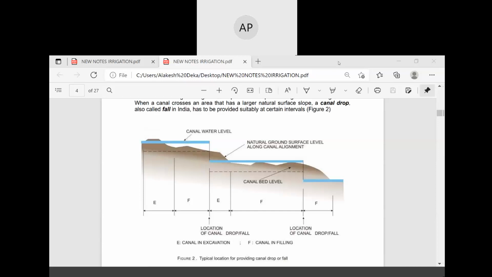This is the canal water level, and this here is the location of the canal. The location of the canal drop or fall is this one. This slope is the natural ground surface level along the canal alignment, this is the canal bed level, and this level is the location of the canal drop. So this part is the canal drop.